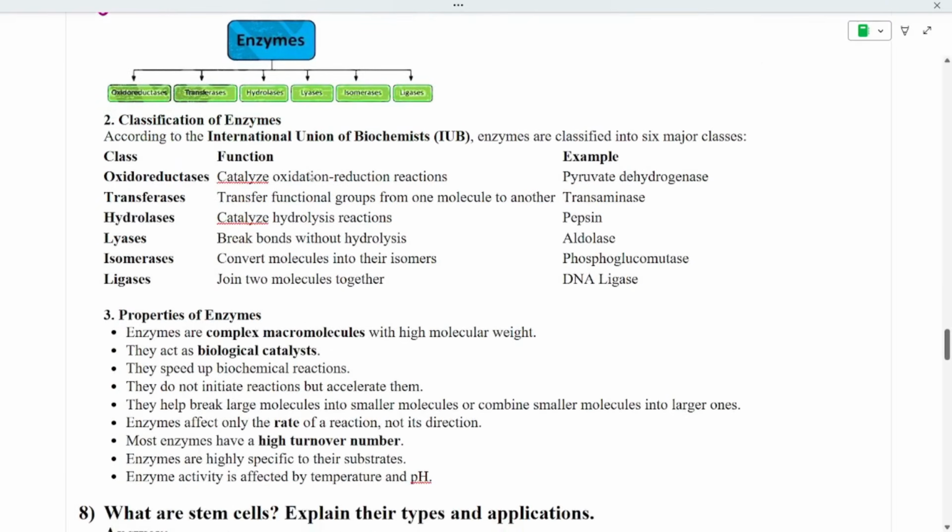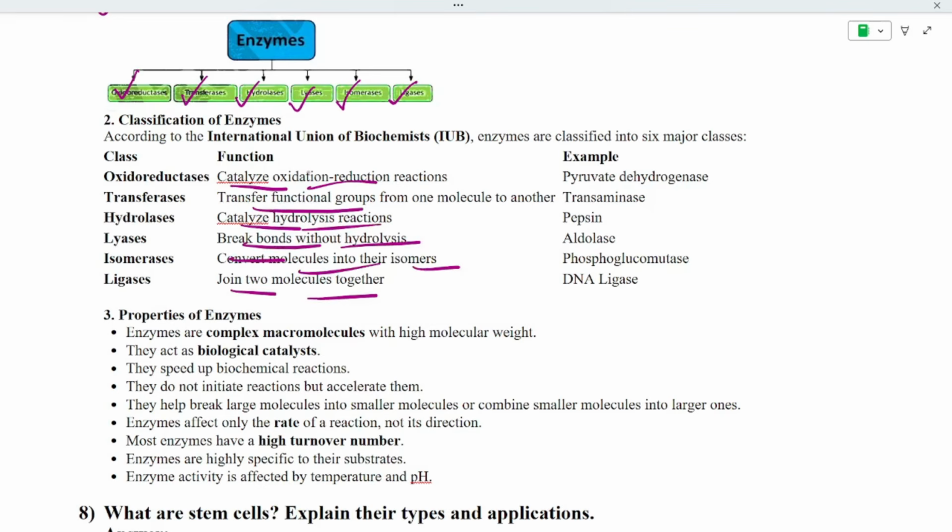Next you can see the classification: oxidoreductases, transferases, hydrolases, lyases, isomerases and ligases. I have given examples for all of them. They catalyze oxidation and reduction reactions; transfer functional groups; catalyze hydrolysis using water; break bonds without hydrolysis; convert a molecule into its isomers; and join two molecules together.